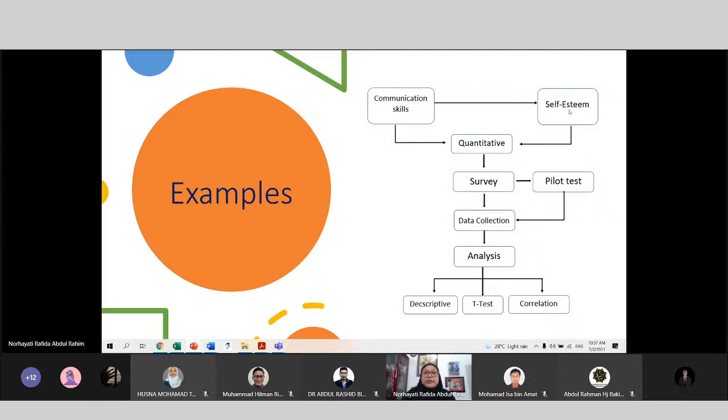This is from our students, okay? And then analysis. How do you analyze your data? Descriptive or inferential, which include t-test or correlation. Okay, Dr. Rashid, now I'm asking you, looking at this research design, is it explanatory enough?